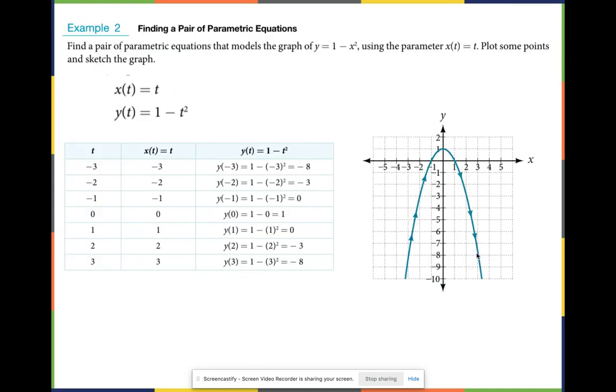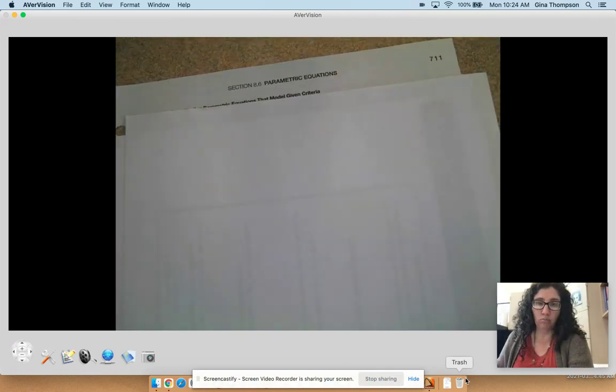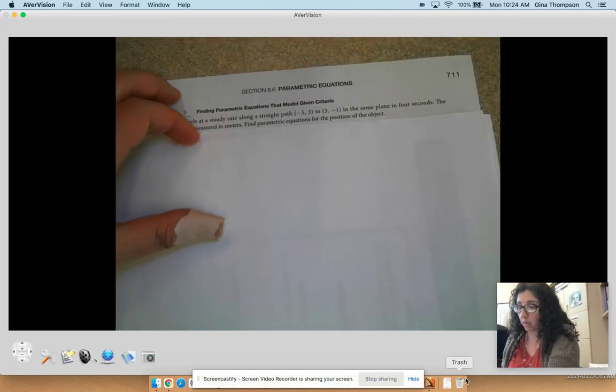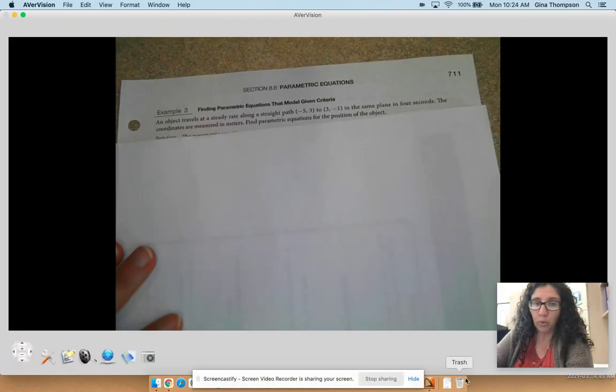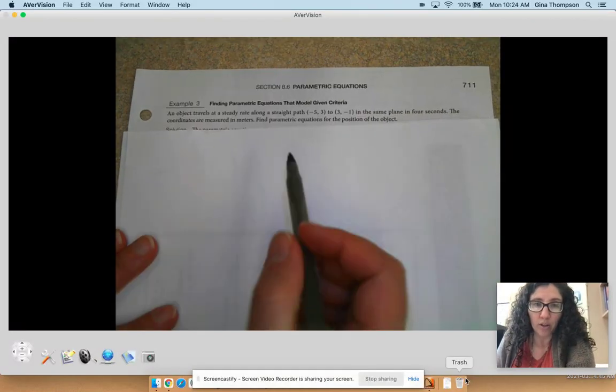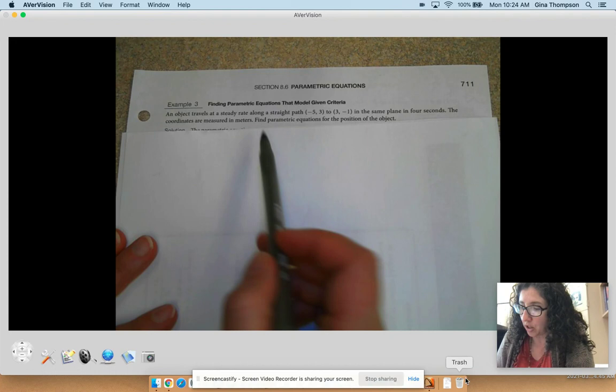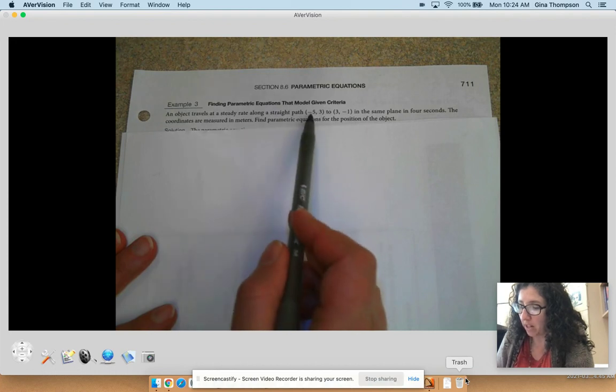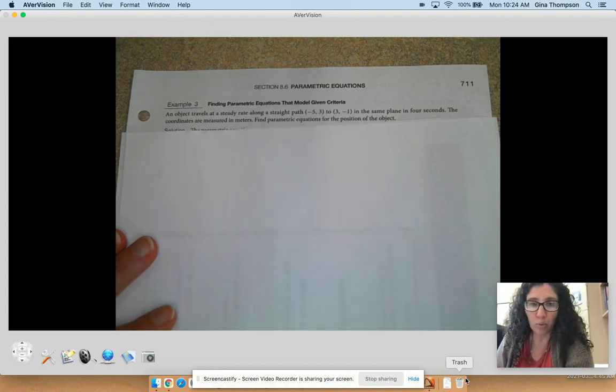All right, so let's do a different kind of problem here. What if we have an object that travels at a steady rate along a straight path from this point, -5, 3, to this point, 3, -1, in the same plane in 4 seconds. The coordinates are measured in meters. Find parametric equations for the position of the object.